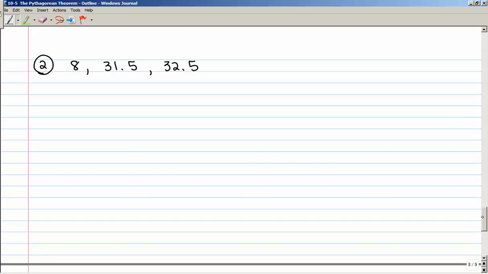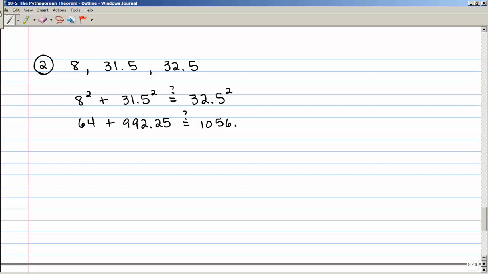Here's another example. So does this work in the Pythagorean theorem? And remember, I can pick either one of the shorter ones to be A and B, and the longest one has to be C, the hypotenuse. So is 8 squared, which is 64, plus 31.5 squared, which is 992.25, equal to 32.5 squared, which is 1056.25? Is that actually true?